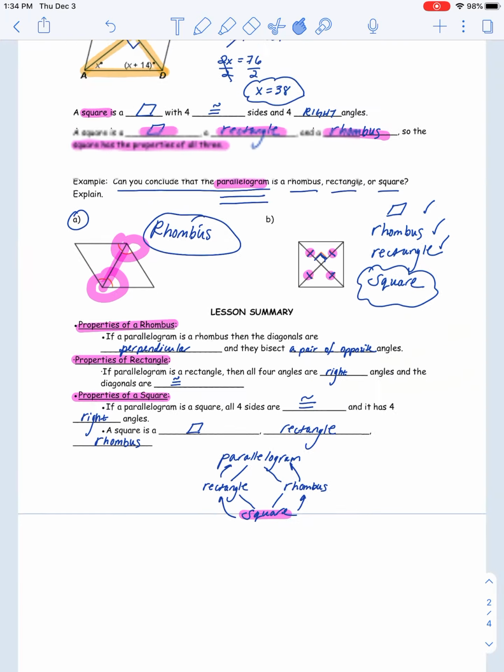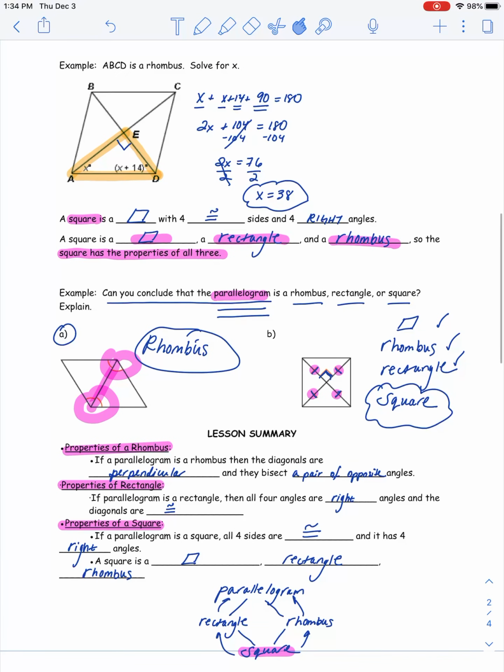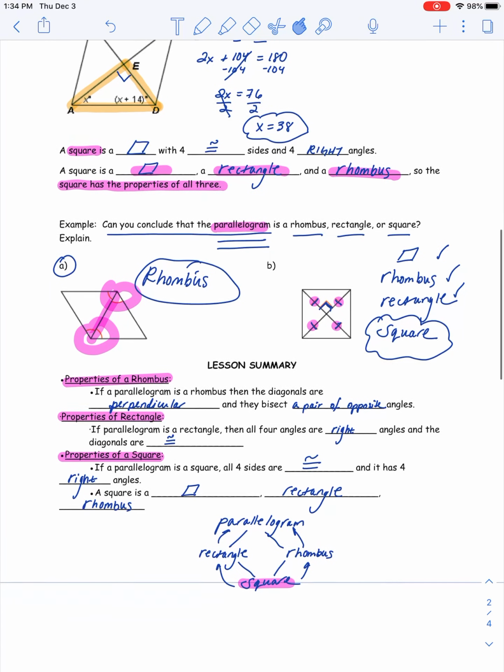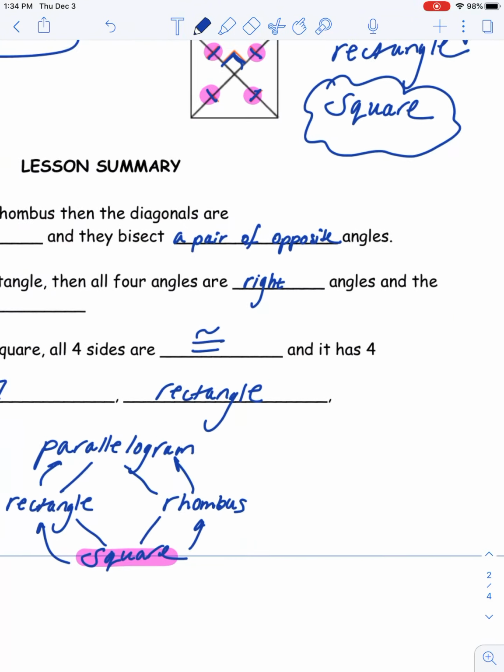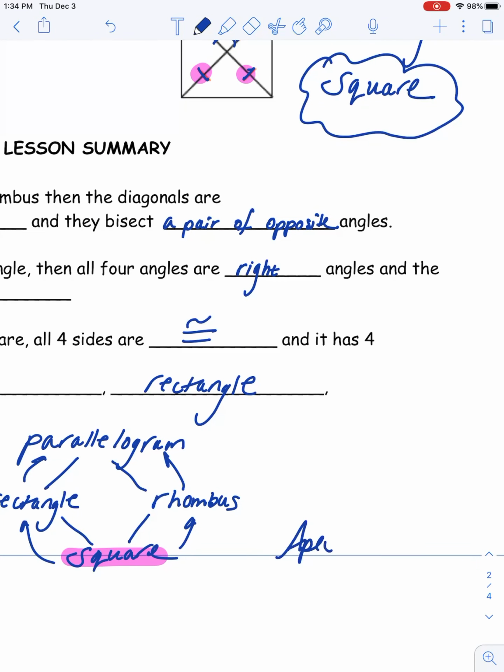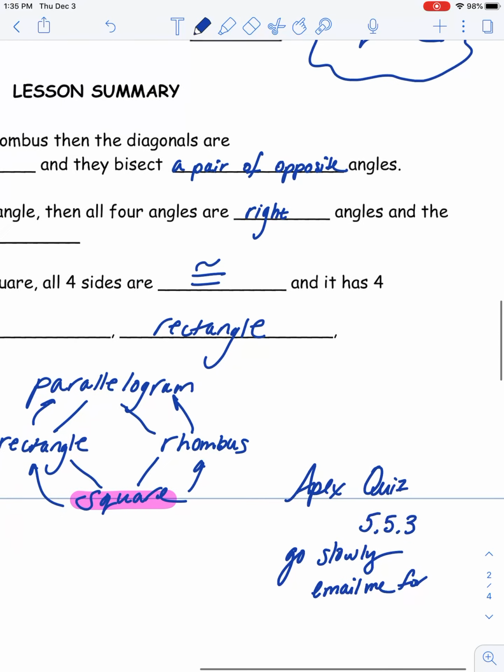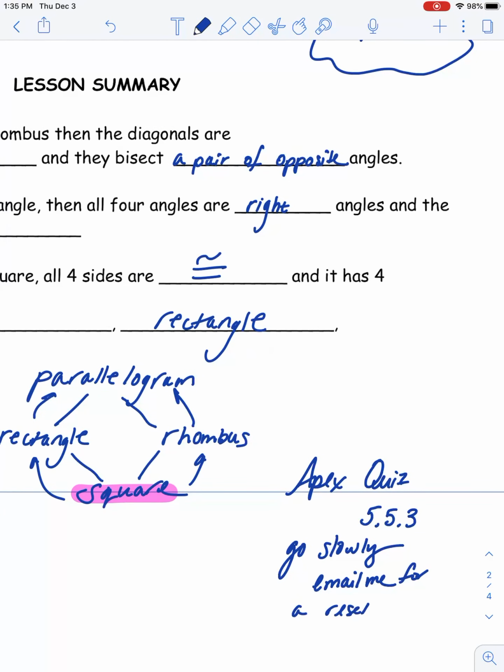All right, ladies and gentlemen, that's it for the notes. You are required today to take your Apex quiz, Apex quiz 5.3. I need you to go slowly because I'm not there to reset it for you. Go slowly, and if you need a reset, you can email me and I will get to it at some point this weekend.